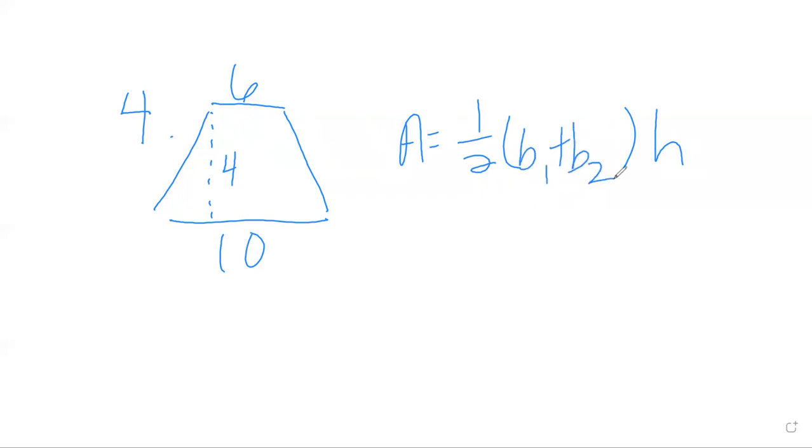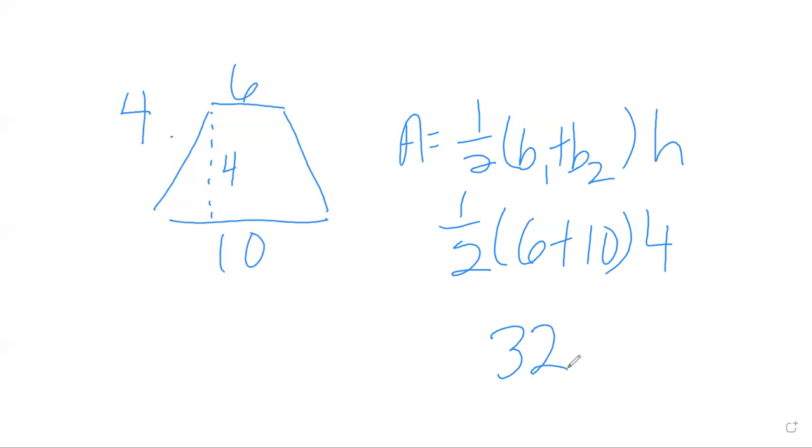All right, so with that, let's fill in. We have everything we need. We have half, we have base 1, which I'm going to call 6, base 2, I'm going to call 10. You could reverse the order and you'd get the same thing. And then the height is 4. Well, half of 16 is 8, and 8 times 4 is 32. And then look again for the units. It is centimeters squared, which is the letter B for number 4. Let's go to number 5.